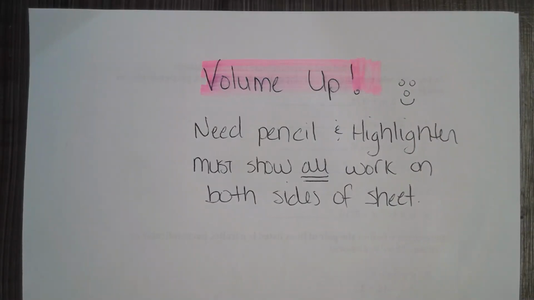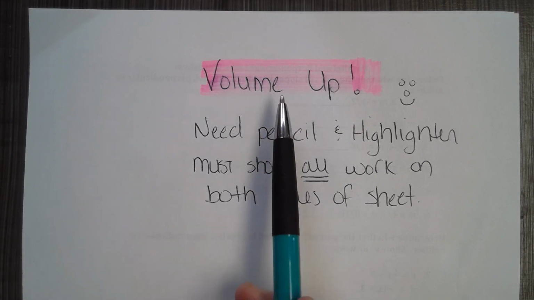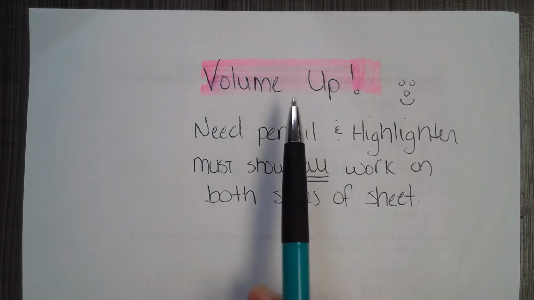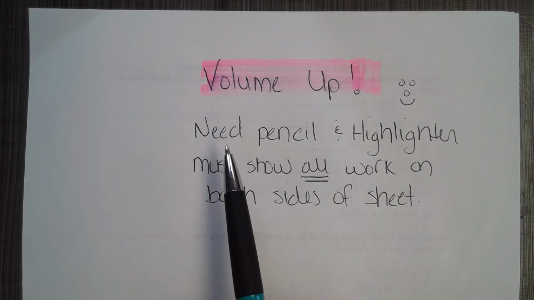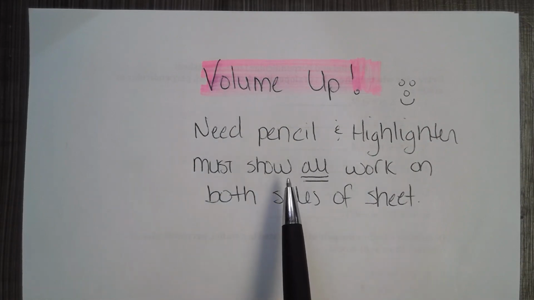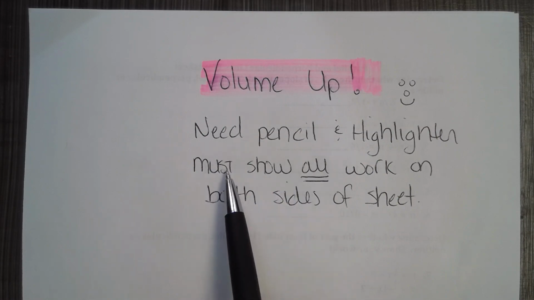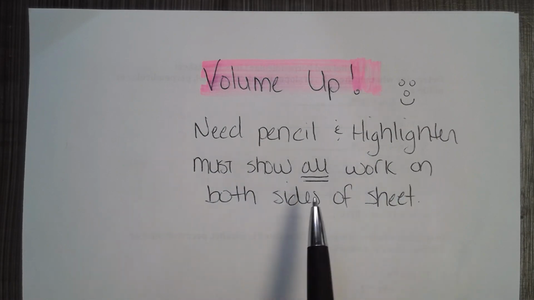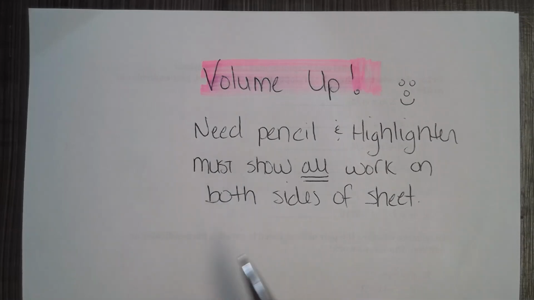Hello everybody. We're getting ready to do our test remediation, so let's make sure that our volume is up and we are listening. We need a pencil and we also need a highlighter, and then let's make sure that we're showing all the work that we do on the left side and then demonstrate that same work on the right side of the sheet so that we can get full credit back. Okay.